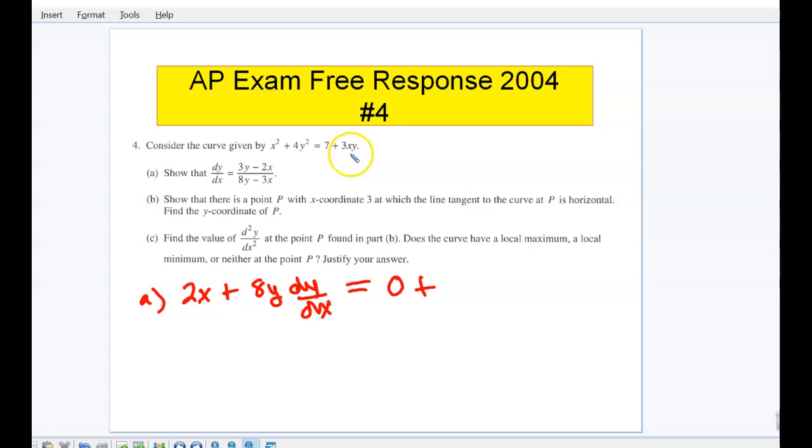Plus, again, I'm using the product rule. My first term is 3x. The derivative of y would be 1 dy dx, plus the second function, which is y, times the derivative of 3x, which is 3. So now I have this equation, so let's just clean this up a little bit.